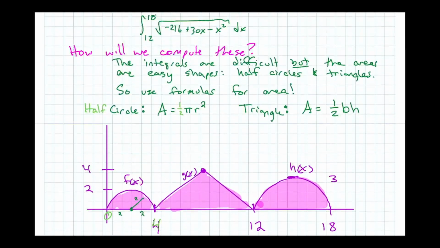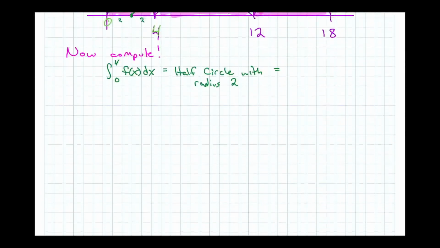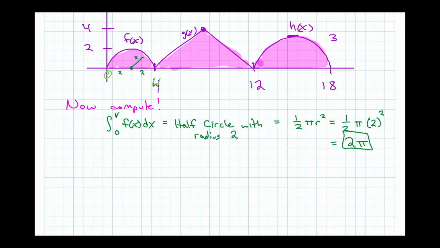Well, according to the formula over here, it's going to be 1/2 pi r squared, and r is going to be 2. So it's half pi times 2 squared. You work that all out. This is 4. 4 times a half is 2. 2 times pi is 2 pi. So that's your first area, right? Nothing complicated to calculate that integral because it's just a half circle.